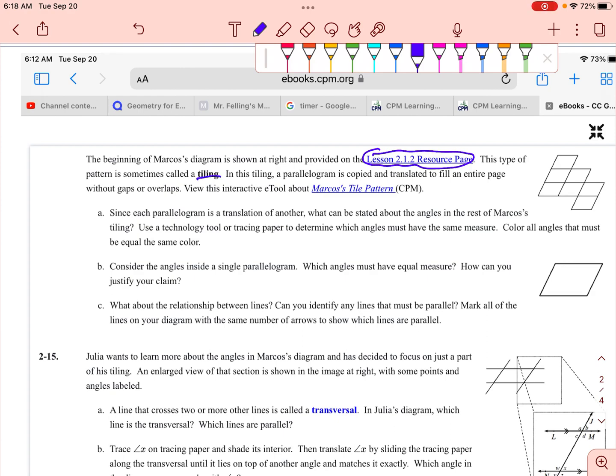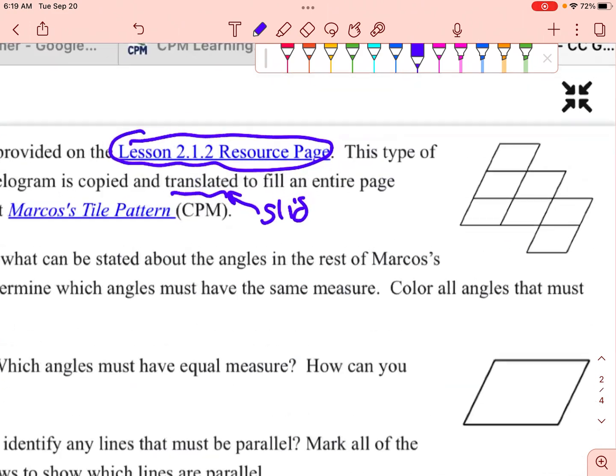In this tiling, a parallelogram is copied and translated, which means slid, to fill an entire page without gaps. View this interactive tool if you want to. Since each parallelogram is a translation of another, what can be stated about the angles in his tiling? Okay, consider the angles inside a single parallelogram. Which angles must have equal measure? How can you justify your claim? And then C, what about the relationship between the lines? Can you identify any lines that must be parallel? Mark those lines with the arrows.